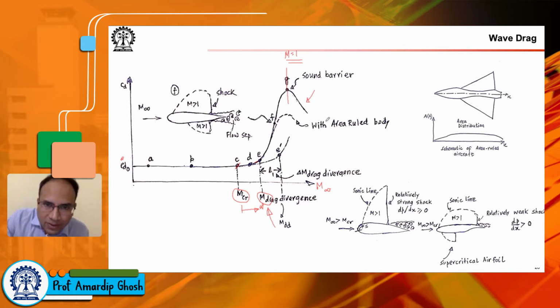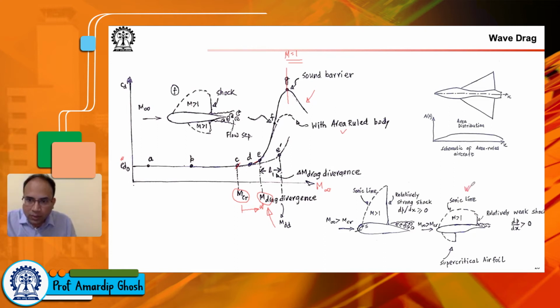Now here I have written this area rule body, and this is your supercritical airfoil, where you can actually delay the drag divergence Mach number. Here your Mach critical increases, but the gap between the critical Mach number and the drag divergence Mach number also increases for the supercritical airfoil.